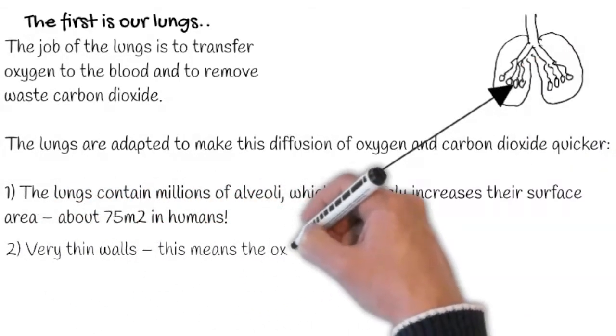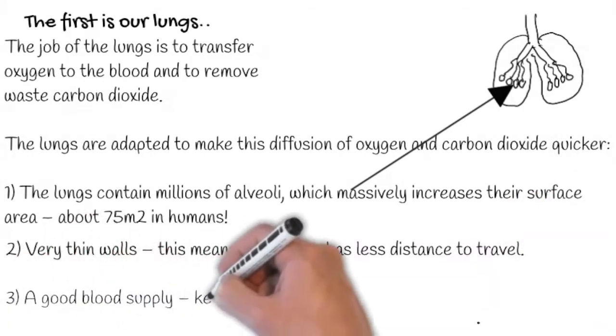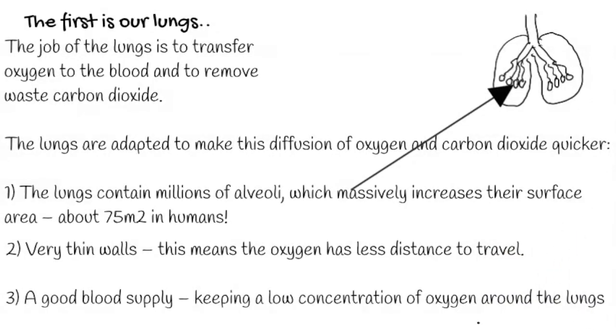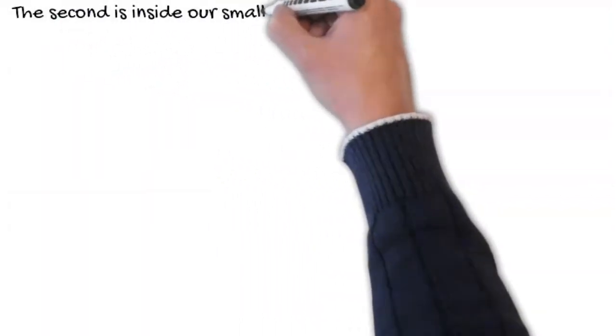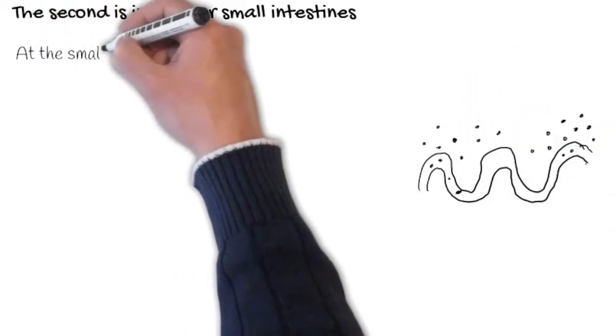The alveoli also have very thin walls. This means the oxygen has less distance to travel. They also have a very good blood supply. This keeps a low concentration of oxygen around the lungs. The second is inside our small intestines, as being drawn here.